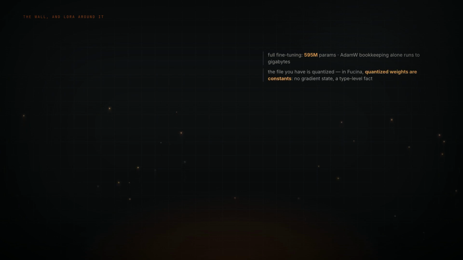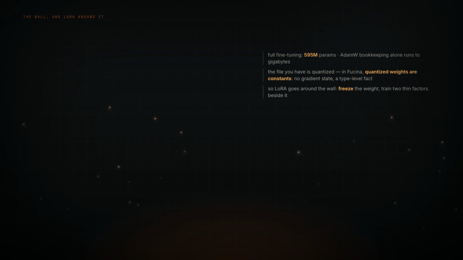Qwen3 0.6B is 595 million parameters. Adam W bookkeeping alone runs to gigabytes. And the file you actually have is quantized. In Fucina, quantized weights are constants. No gradient state, a type-level fact, not a convention.